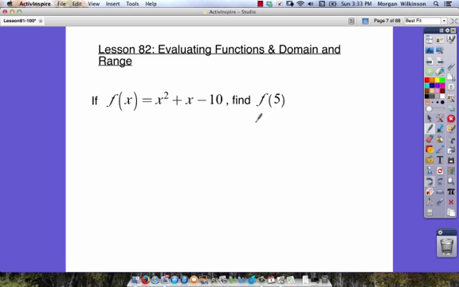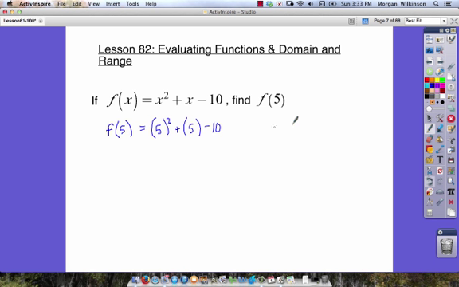Now, remember, when we see function notation like this, it means we need to solve for our value of x that's given to us in the problem. So our value of x that we're going to solve for is 5. So the way we can rewrite is to say f of 5 is going to be equal to, and wherever we see x, we're now going to substitute in 5. So we're going to get 5 squared plus 5 minus 10. And then we can go ahead and solve.